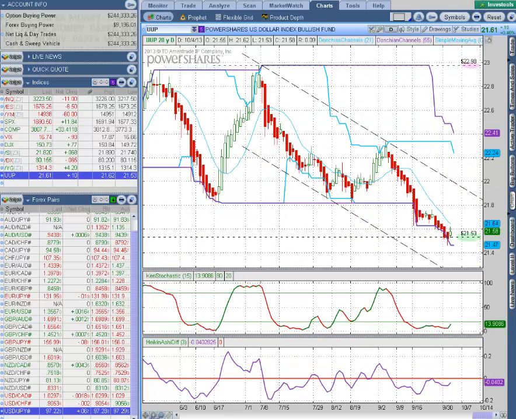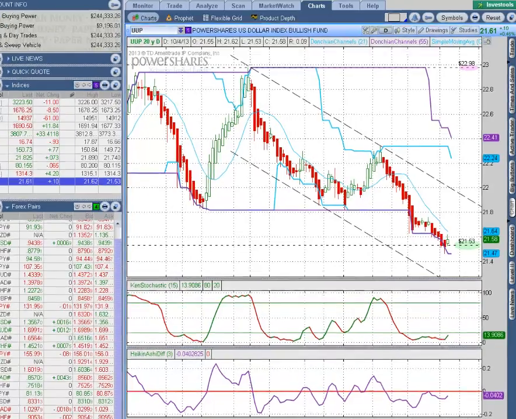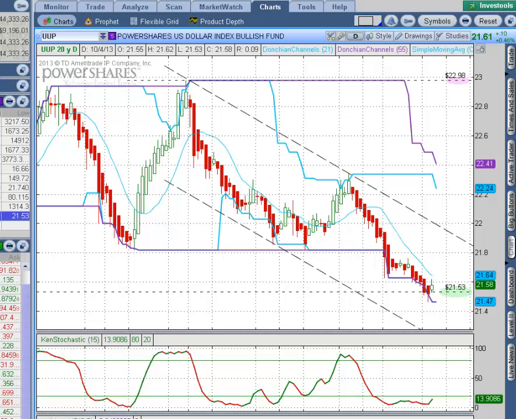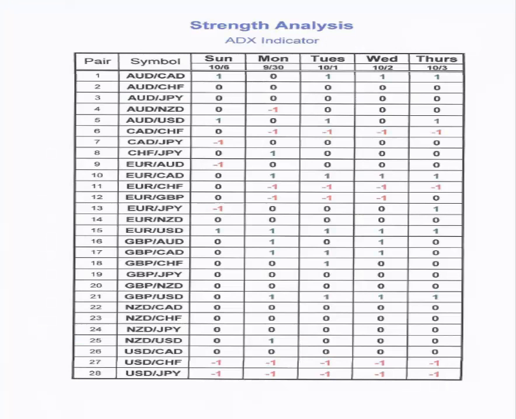The second index we'll monitor is for the strength of the US dollar. We use the PowerShares US dollar index to do this. This is important because the dollar's strength can give us an indication of which direction the US dollar Forex pairs will move. The first step every day in reviewing the Forex market is to analyze the ADX indicator for each of the 28 Forex pairs that we monitor.